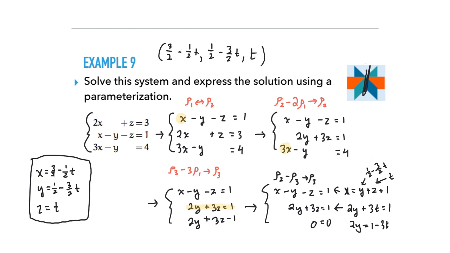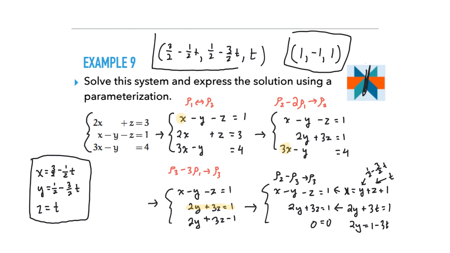And if you'd like to think about what a particular solution might look like, you can pick a value of t. For example, when t equals 1, my ordered triple would be 3/2 minus 1/2, which is 1, 1/2 minus 3/2, which is negative 1, and then just 1. So here is a particular solution to this system, and you can plug it in and you can see that it works. 2 times 1 plus 1 is 3, 1 minus negative 1 minus 1 is equal to 1, and 3 times 1 minus negative 1 is equal to 4. But you can also think of all of the different solutions, all infinity of the solutions. They all take on that form, 3/2 minus 1/2 t, comma, 1/2 minus 3/2 t, comma, t.